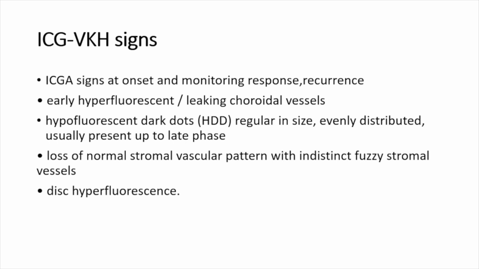So this is a case of VKH, and ICGA is very characteristic in this case. In the early phase of ICG, we could see the choroidal hyperfluorescence. This choroidal hyperfluorescence is because of leaky choroidal vessels. Because in inflammation, there can be formation of leaky choroidal vessels, and it can cause choroidal hyperfluorescence in the earlier phase of ICG.